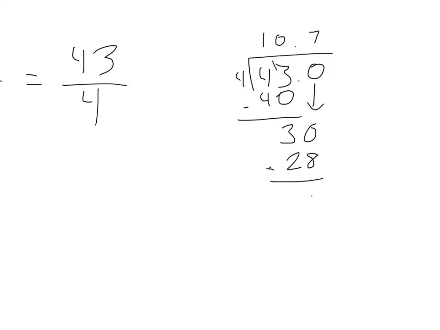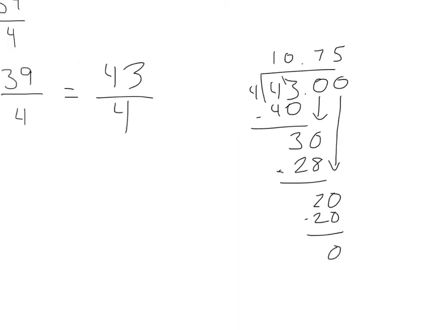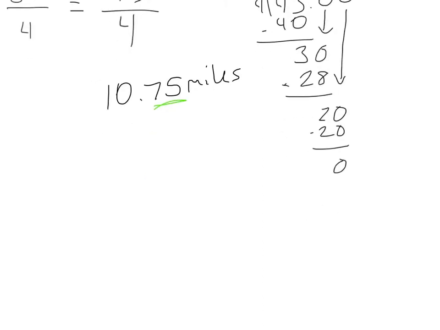We'll subtract, and we get a 2. And I'll bring down a 0 again, and let's see, 4 goes into 20 5 times, right? Evenly, and we're left with a remainder of 0. So, what is our answer? Well, we could say 10.75 miles left. Or we could say what? Well, let's see. 0.75. What does that really mean?